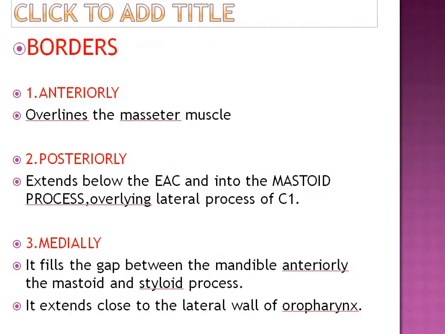Now we talk about the borders. Anteriorly it overlies the masseter muscle. Posteriorly it extends below the EAC and into the mastoid process, overlying the lateral process of C1. Medially it fills the gap between the mandible anteriorly and the mastoid and styloid process. It extends close to the lateral wall of the oropharynx.